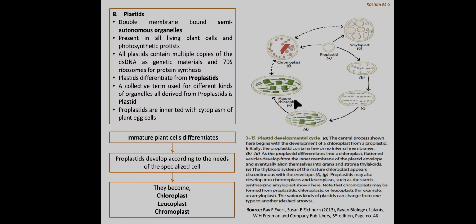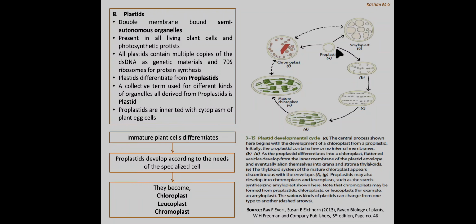The proplastid becomes chromoplast especially in fruits and flowers which are of different color rather than green. So the chromoplast is responsible for pigment synthesis and storage of pigments. The proplastid becomes chromoplast by having granules of pigments, carotenoids and different types of pigments embedded inside it.